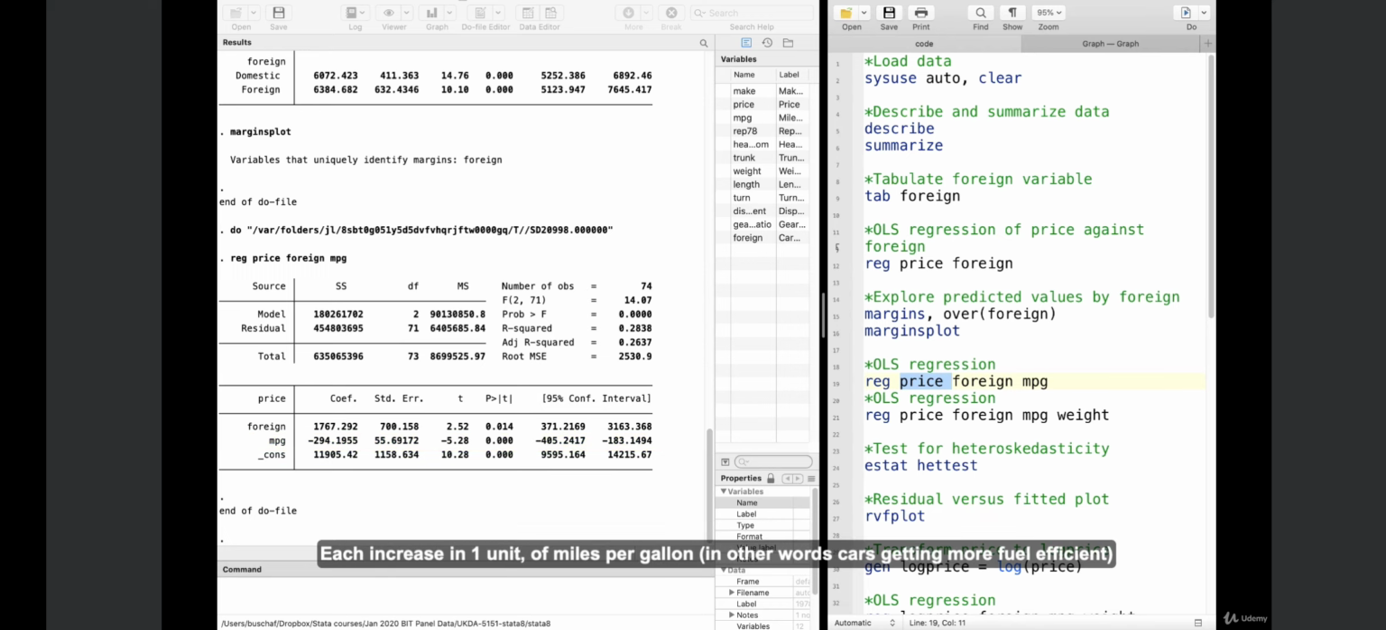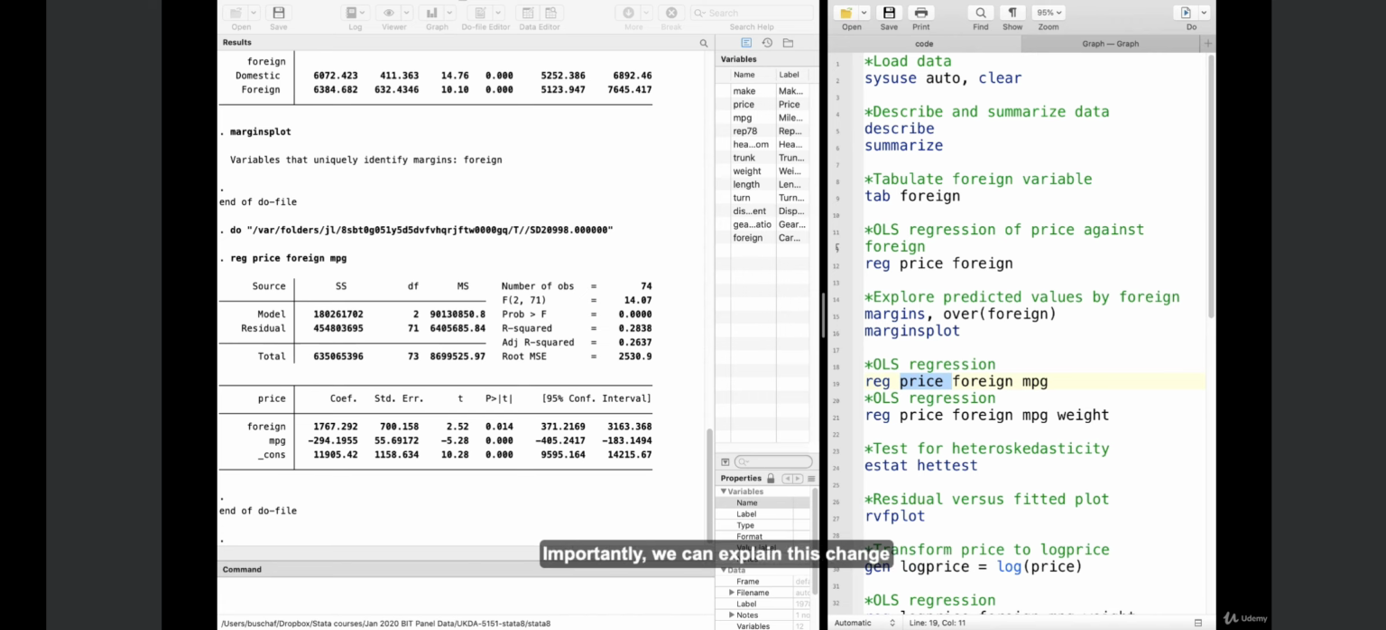Each increase in 1 unit of miles per gallon, in other words, cars getting more fuel efficient, will decrease the car price by $294. However, we also see that the effect of foreign cars has increased dramatically to plus $1,700. The standard error has come down a bit, from previously 750 to now 700, and the variable is now statistically significantly different from 0. What a big difference one variable made to our model.